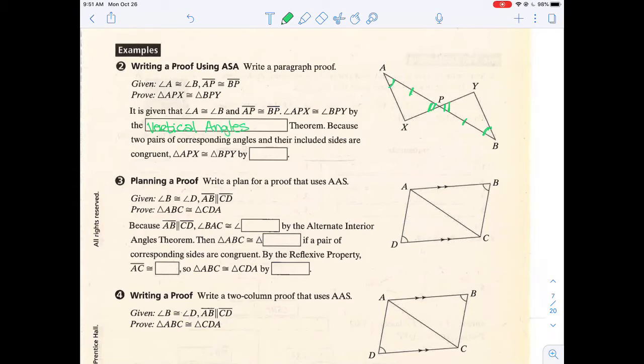That is from chapter 2. Okay, so then we've got an angle, a side, and an angle. So these two triangles are congruent by the ASA postulate.